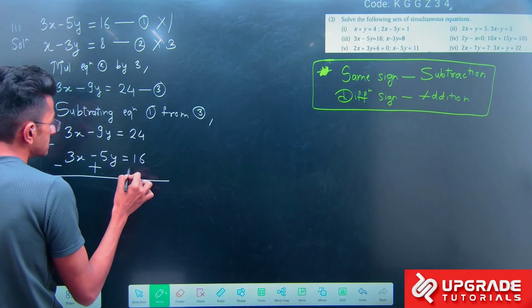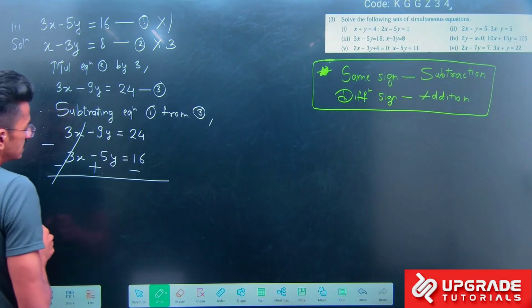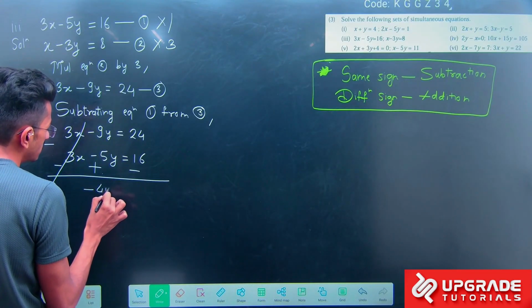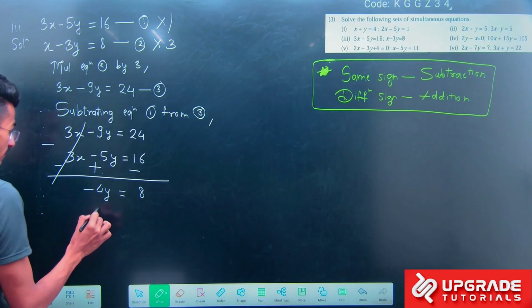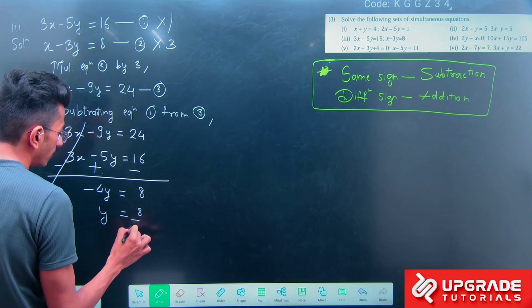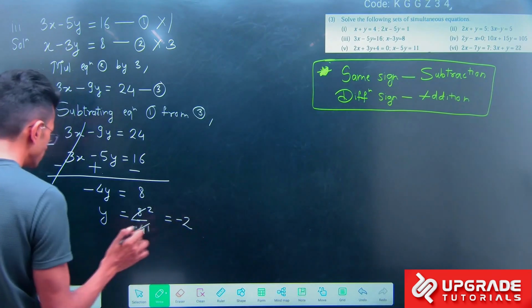Minus, plus, minus. Now 3x minus 3x gets cancelled. Minus 9y plus 5y. It is minus 4y. And 24 minus 16 is 8. Therefore, what is the value of y? It is 8 upon minus 4. 4 1s are 4, 4 2s are 8, which is equal to minus 2.